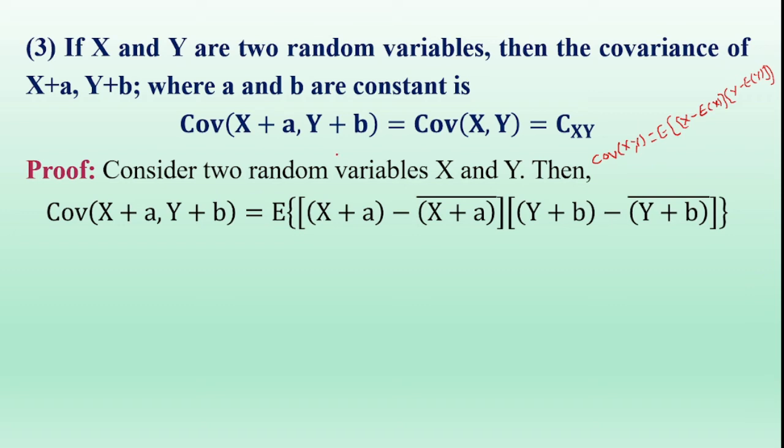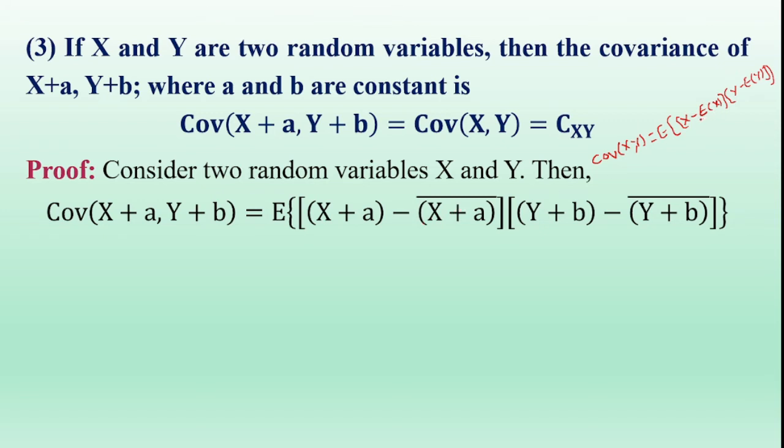Now here we want to prove that covariance of X plus a comma Y plus b is equal to covariance of X comma Y. In this definition, X is substituted by X plus a, Y is substituted by Y plus b. We get the LHS term as covariance of X plus a comma Y plus b. On the RHS side, X is substituted by X plus a, Y by Y plus b. We get the expectation of (X plus a minus (X plus a) whole bar).